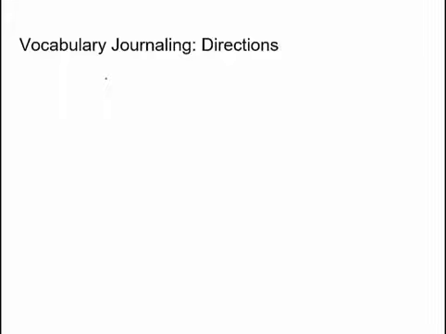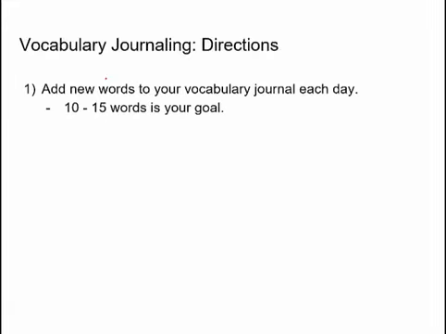Okay, so some more specific directions about keeping a vocab journal. What you're shooting for, your goal, should be about 10 to 15 new words every day in English, okay? So adding that number of words will be an appropriate amount. Research shows that that's about the amount that most people can learn in one day. Okay, so if you're collecting 50 to 100 words, it's very unlikely that you're going to learn all of those. But 10 to 15 words a day is a realistic goal of new words that you can learn.